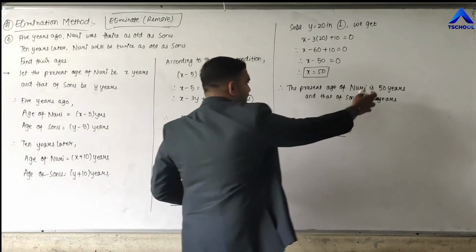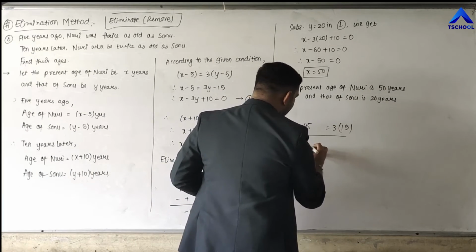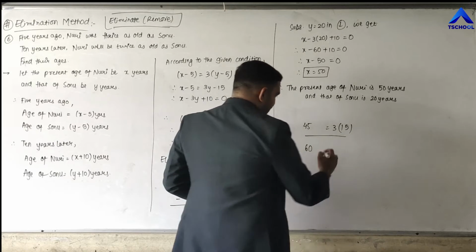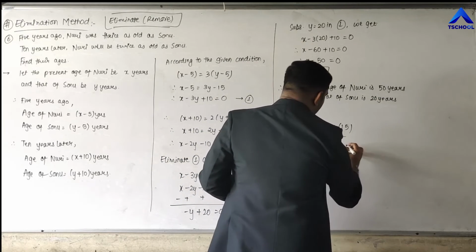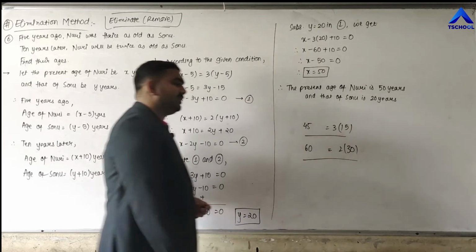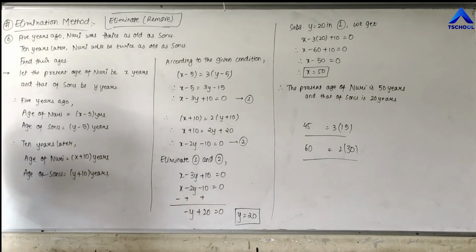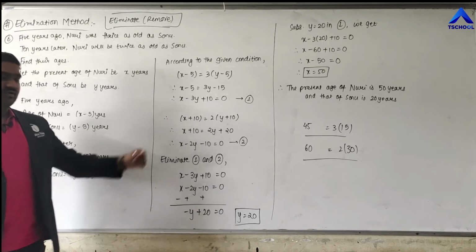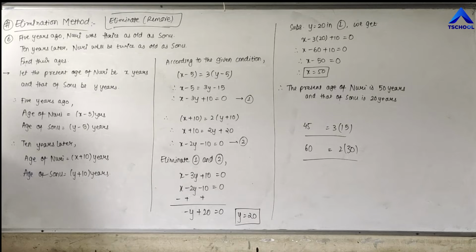And 10 years later, that means after 10 years the age will be 60 here, that of Nuri. Right? And the age of Sonu will be 30. So to balance this equation, we need to multiply 2 to the age of Sonu. So 60 equals 2 into 30. That is what we did here. x plus 10 equals 2 into y plus 10. So the ages that we got here are correct. That means the present age of Nuri is 50 years and that of Sonu is 20 years. Is it clear, friends?